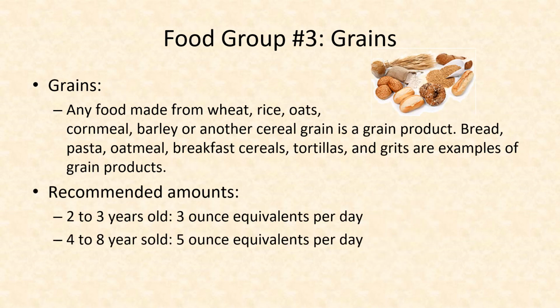The third food group that's presented on this website is grains. And grains are any kind of food made from anything like wheat or rice or oats, cornmeal, barley. And some examples of these products are bread and pastas, breakfast cereals, tortillas, and grits. Notice the recommended amounts, about 3 ounces to 5 ounces, depending on the age of our student.